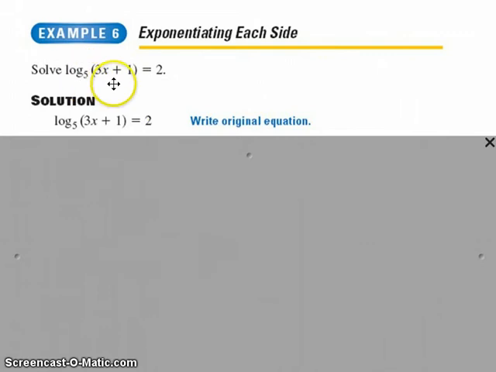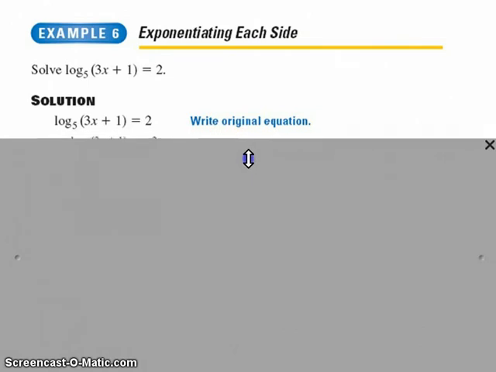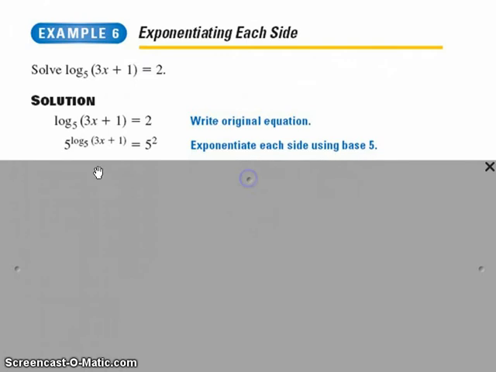The log base 5 of 3x plus 1 is equal to 2. Now remember what we said. If I raise the left side so that that's my exponent with base 5, then I'm going to have bases that match. And 3x plus 1 is going to drop down. But in order to do that on the left, I had to make base 5 on the right. So it's 5 to the second power.